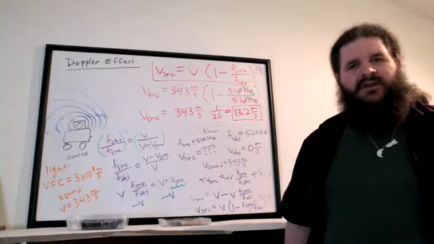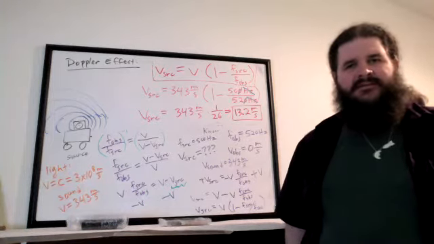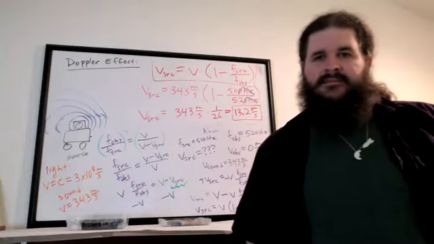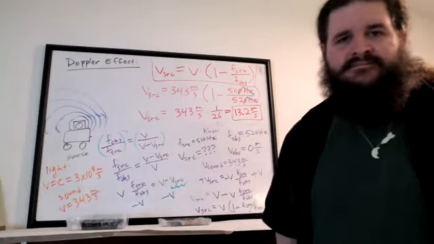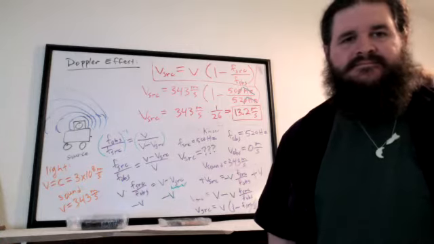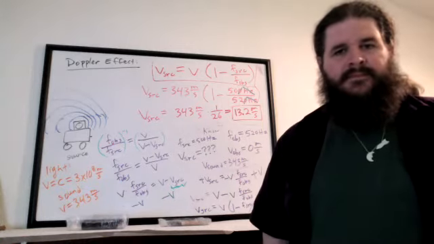Or any other questions? I wasn't here for the very beginning, so I missed that part. Is V equals 343 meters per second a constant?